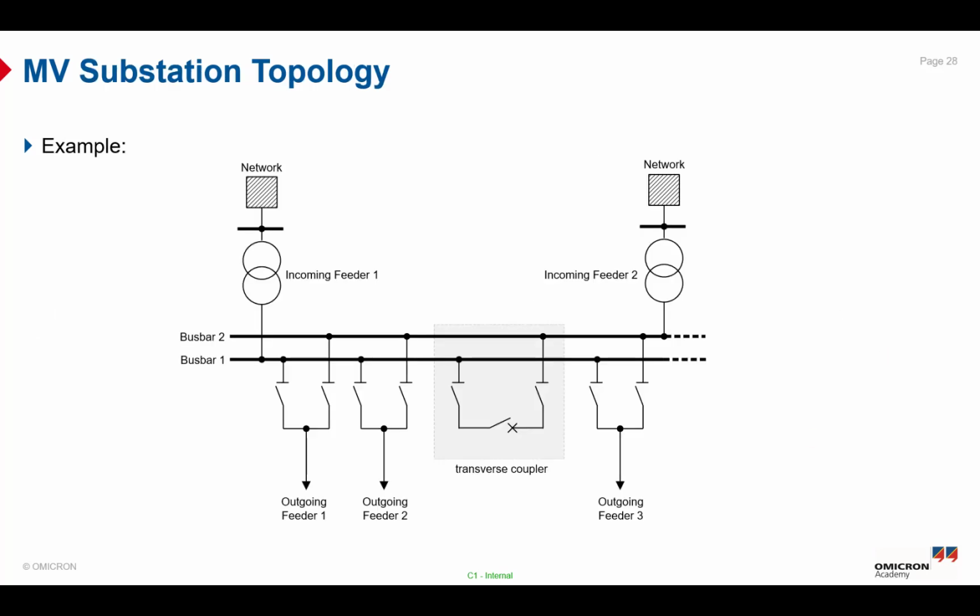Referring to the medium voltage substation topology, here is a typical medium voltage substation structure with a double bus bar and several feeders. You can see the number of feeders is variable. Referring to the dotted lines, we have the incoming feeders with transformers 1 and 2. We have bus bar 1, bus bar 2, and some outgoing feeders plus the transverse coupler. You can also differentiate between the disconnector symbol here and the transverse coupler circuit breaker, which has the arc quenching medium.